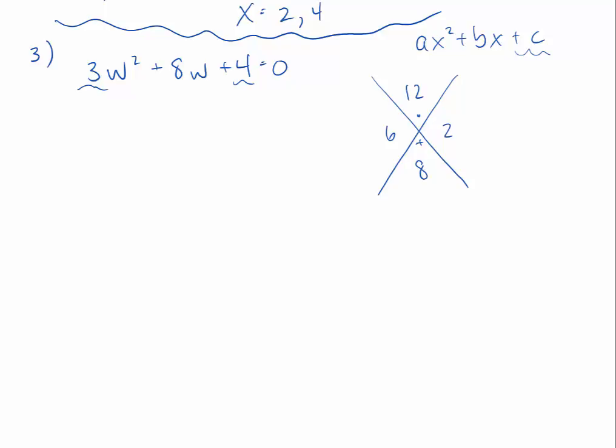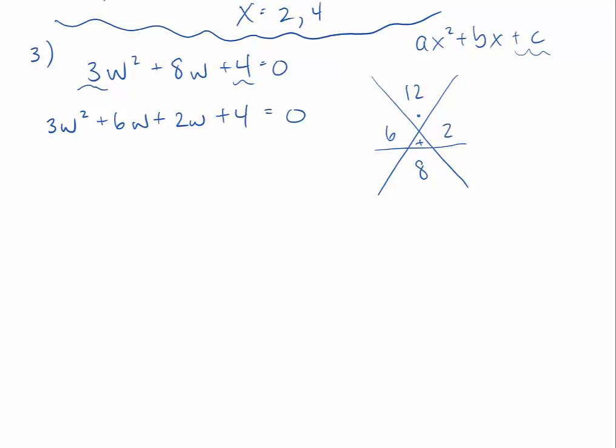I can't go straight to my parentheses right now because a is not 1. What I do instead is I rewrite this 3w squared. I rewrite 8w as a combination of the two numbers that I found, so 6w plus 2w, and then plus 4, and then equals 0.